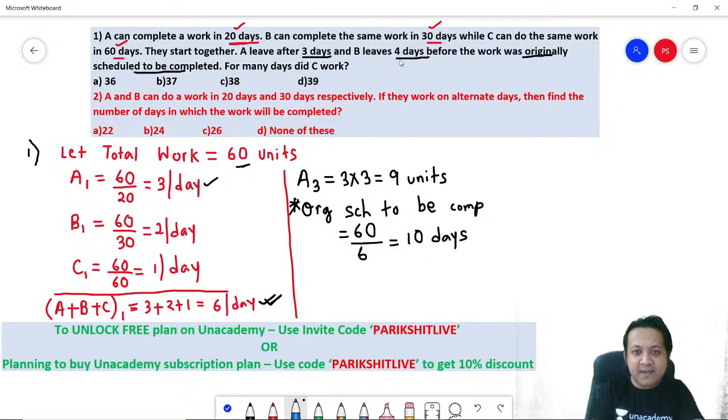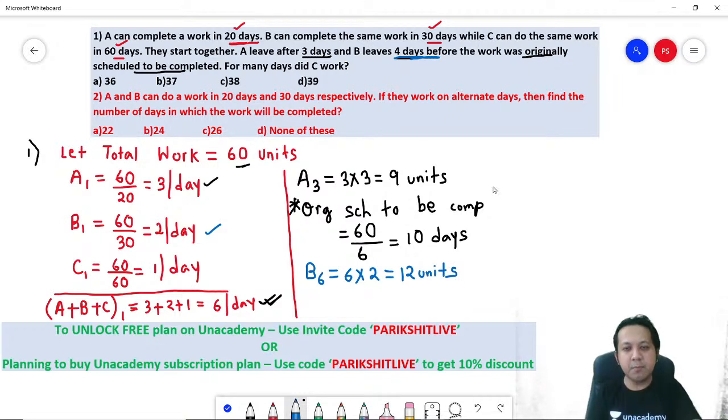Remember, B leaves 4 days before the work was scheduled to be completed. So 10 minus 4, basically B has worked for 6 days. In one day, B does 2 units, so in 6 days, B would have done 12 units.